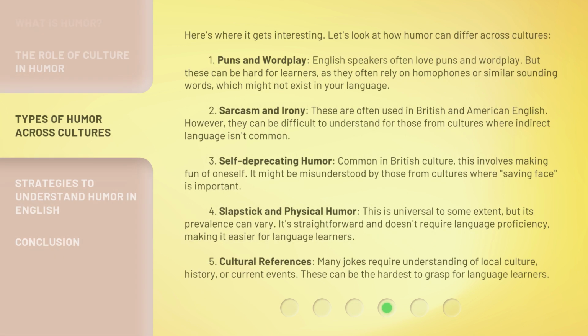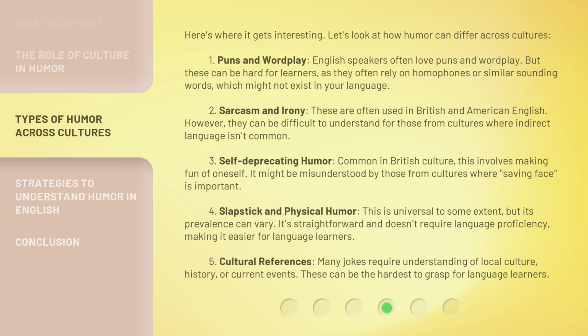Here's where it gets interesting. Let's look at how humor can differ across cultures. 1. Puns and wordplay. English speakers often love puns and wordplay, but these can be hard for learners, as they often rely on homophones or similar-sounding words, which might not exist in your language. 2. Sarcasm and irony. These are often used in British and American English. However, they can be difficult to understand for those from cultures where indirect language isn't common.